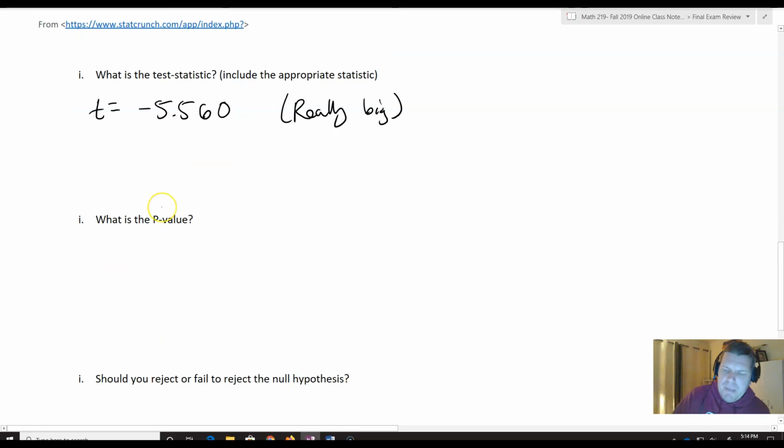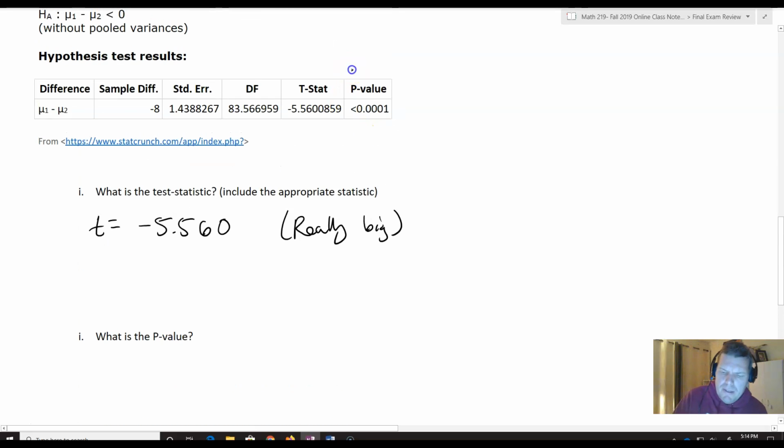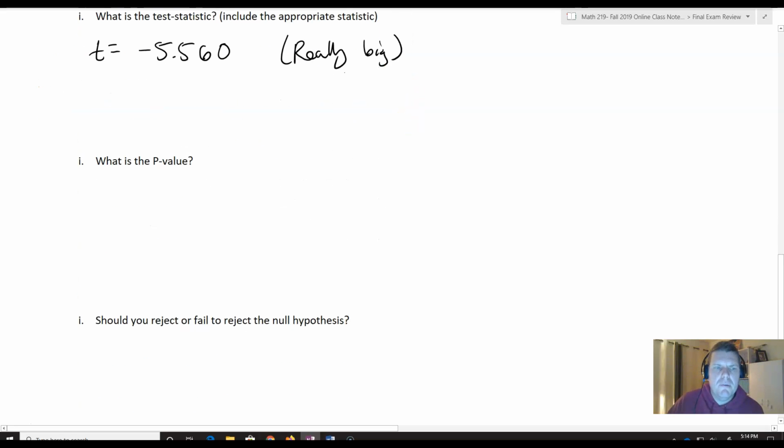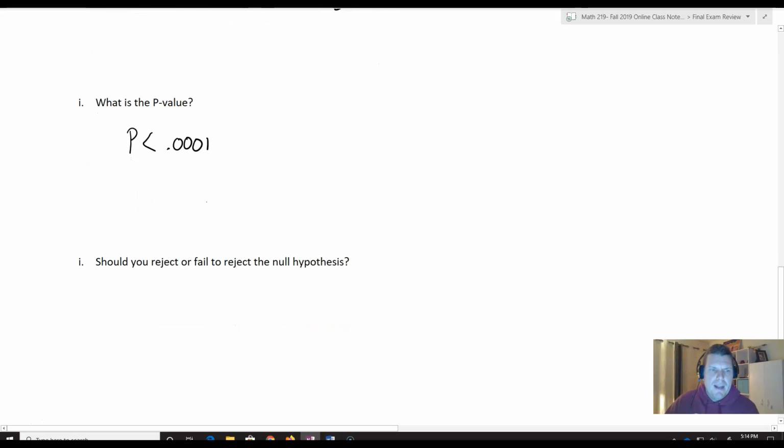But then I have p, my p-value. There's my p-value. It's less than 0.0001. So p is less than 0.0001. Okay? There's my p-value. And then when I ask, should I reject or fail to reject the null hypothesis, this is going to be reject.